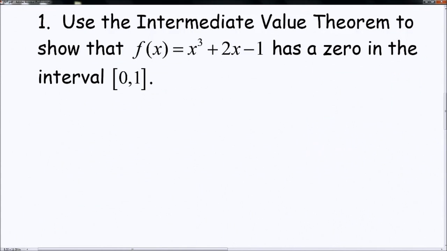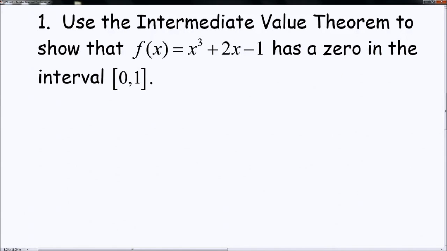All right, let's go through several examples. Number one, use the intermediate value theorem to show that f of x is equal to x to the third plus 2x minus 1 has a 0 in the interval from 0 to 1. Now, again, remember, all polynomials are continuous on any closed interval. They're going to be continuous on any open interval. So we don't have to worry about crazy jumps, breaks, or holes. So polynomials are really, really nice to work with.